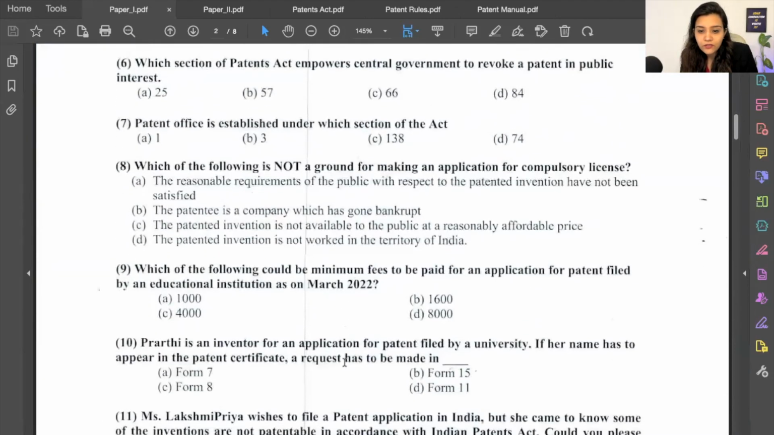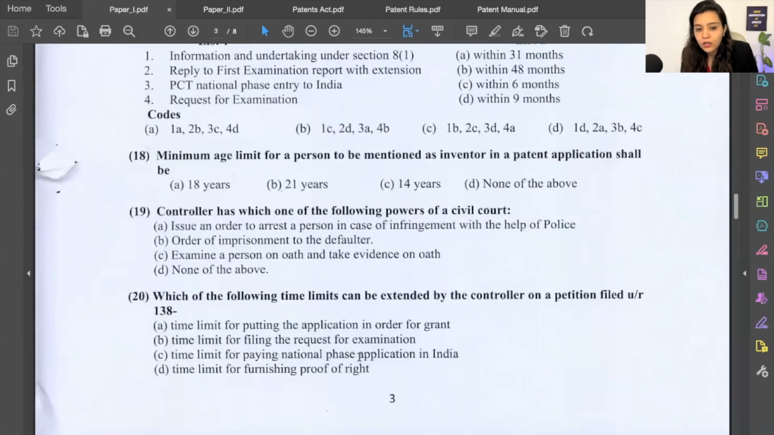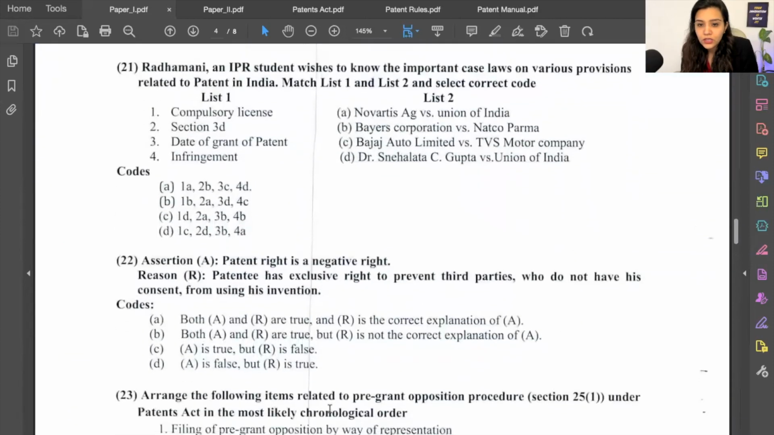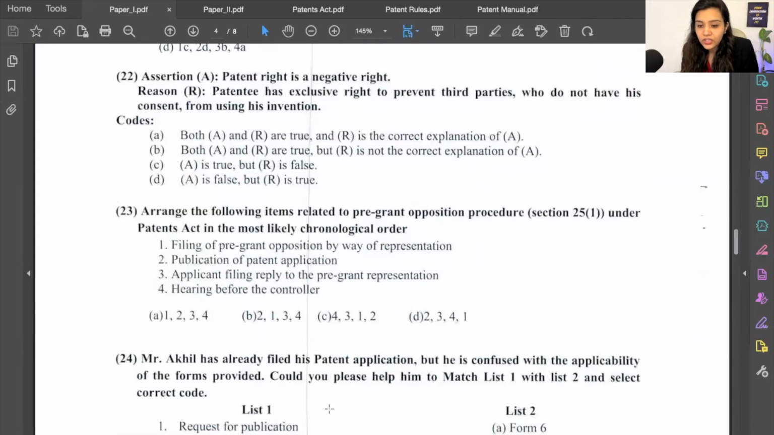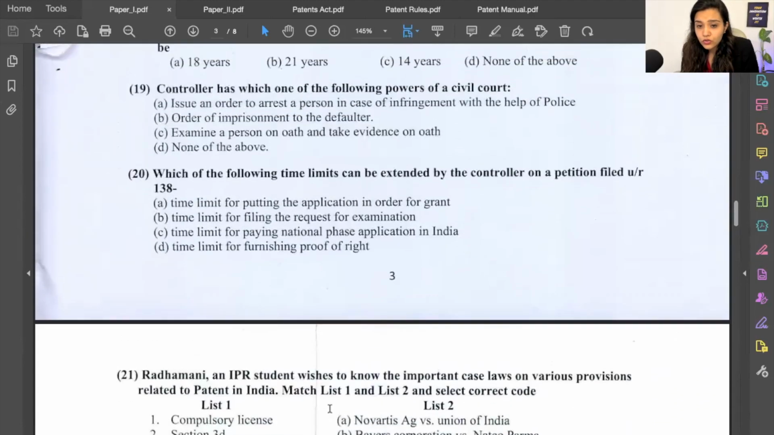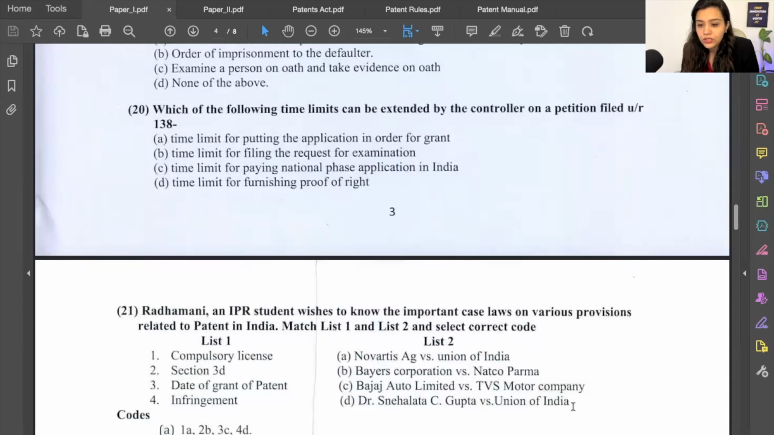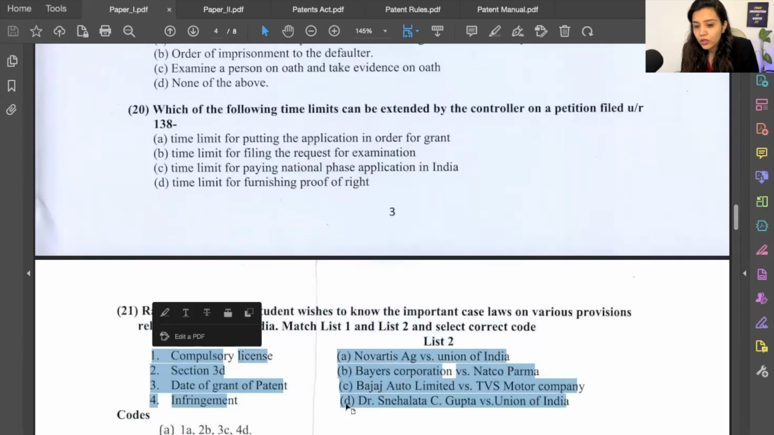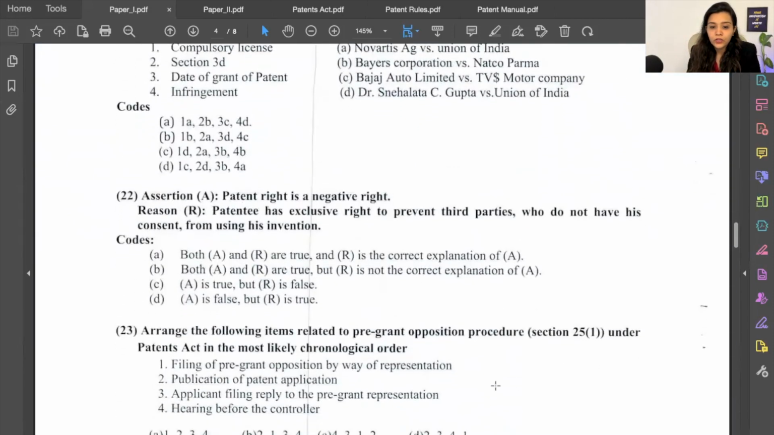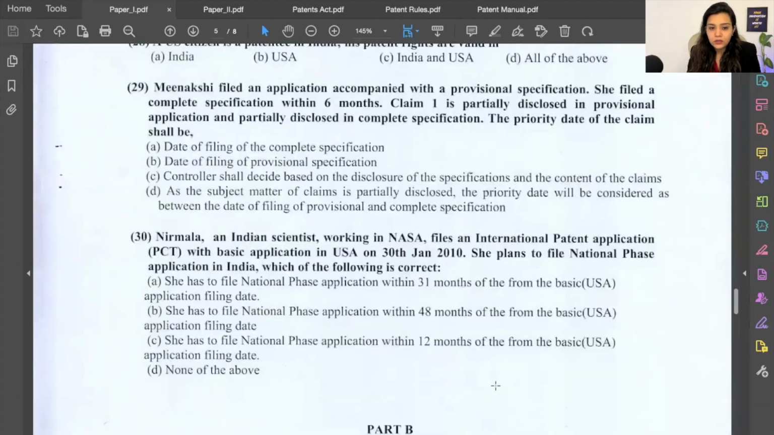So firstly, we have 2 marks questions, where only one choice is correct out of the 4 given choices. And these questions check how well you know your Patent Act and the rules. Some of the questions may be associated with practice, as in you should be aware of the important case laws associated with the Patents Act and the recent decisions given by the High Court or Supreme Court. So this is the first part.